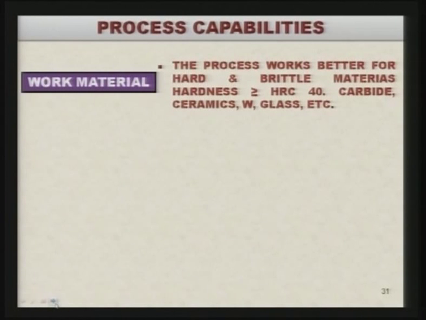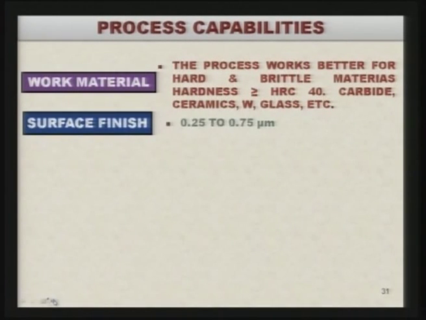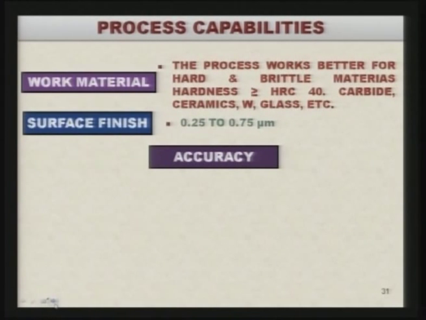The process works better for hard and brittle materials. The hardness normally recommended of the workpiece should be greater than or equal to 40 on the Rockwell hardness scale C. The materials which can be comfortably machined include carbide, ceramics, tungsten, glass, etc. Surface finish that can be obtained by this particular process is in the range of 0.25 to 0.75 micrometer. However, all this will depend upon the selection of the parameters of the ultrasonic machining process.